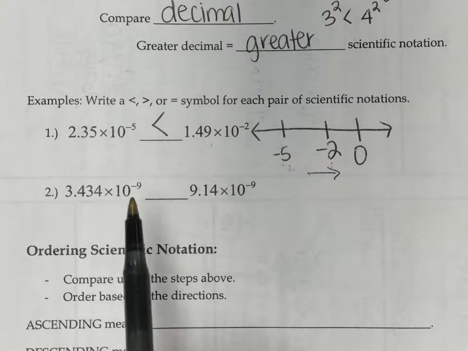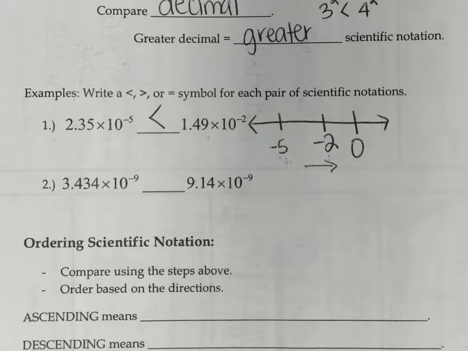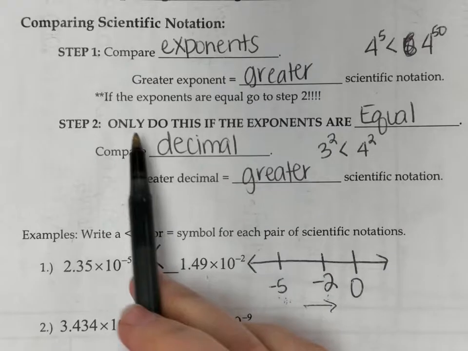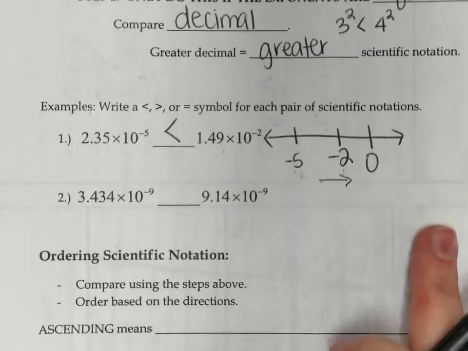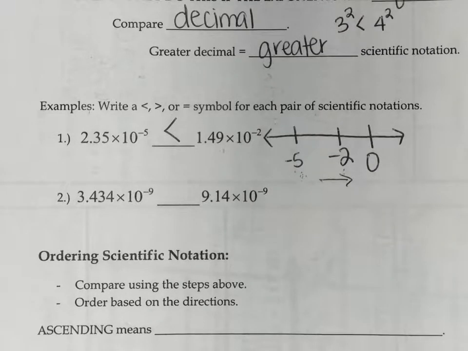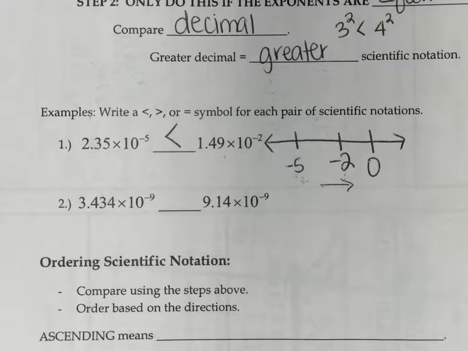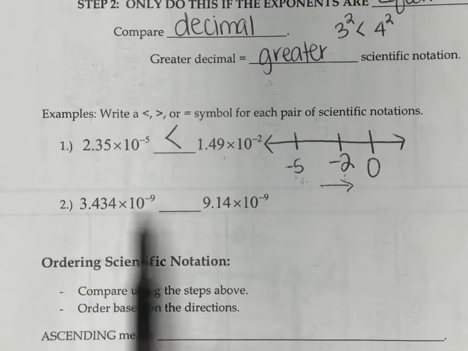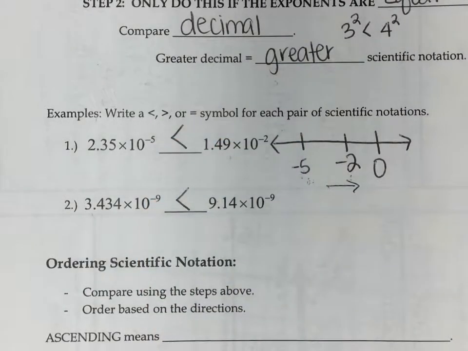Y'all don't get praised. All right, number 2, compare their exponents. What do you notice? They're equal. So if our exponents are equal, then we do step 2 and compare the decimals. Which one is it? The 9? So we want to eat the 9? Yes, because 3 is less than 9, so the alligator wants to eat the 9.